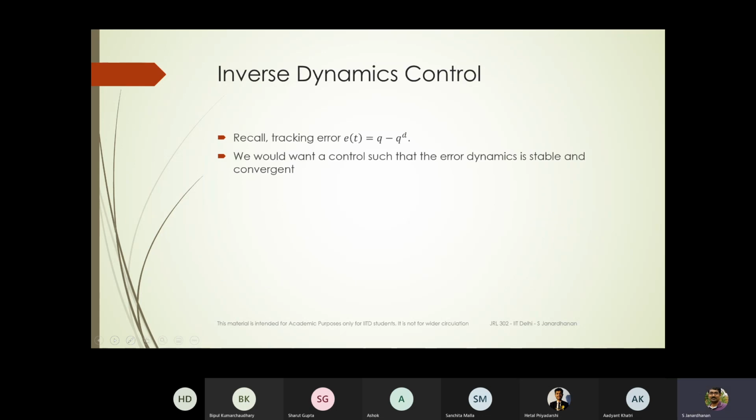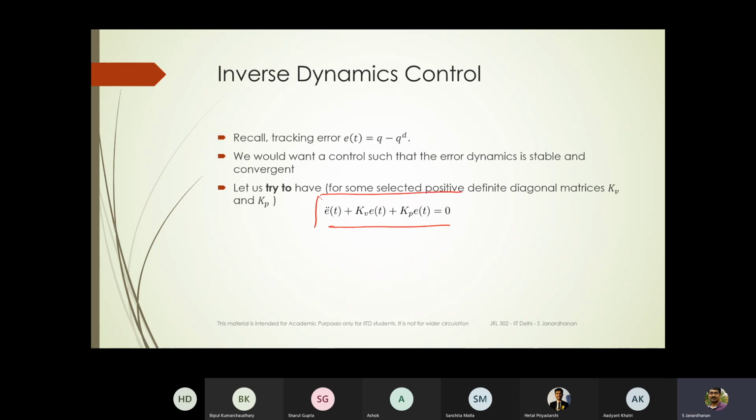Okay, since we are talking about error, let's define the error as Q minus QD, and you want a control such that this error converges and becomes stable. So let's have this desired dynamics of the error, where KV and KP are positive definite diagonal matrices. We are saying diagonal matrices for simplicity, but even if they are positive definite matrices, I think it should work out. But let's stick to diagonal matrices for simplicity.